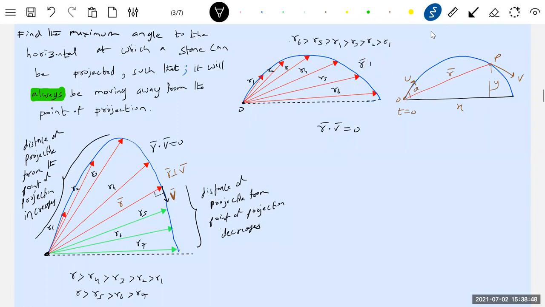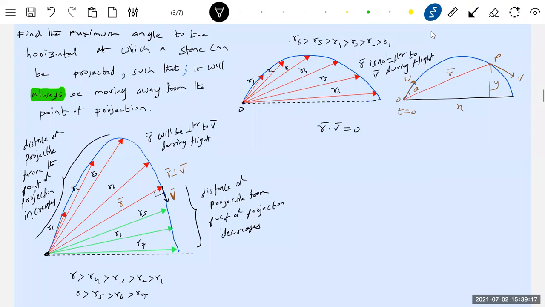R bar is not perpendicular to V bar during flight. Here R bar will become perpendicular to V bar during the flight. That I already wrote. R bar will be perpendicular to V bar during flight. Okay, let me write here.